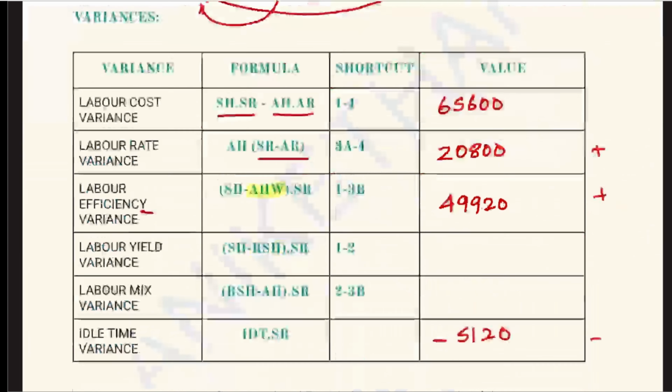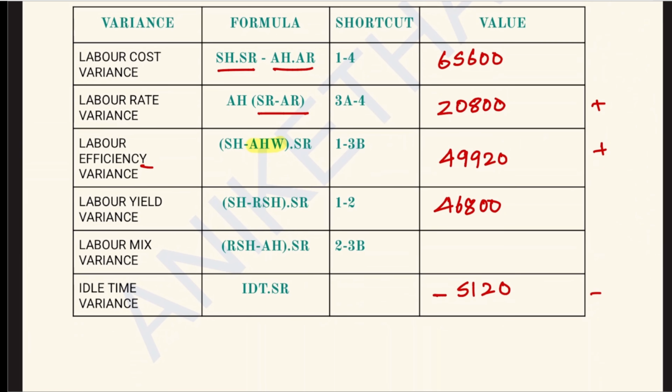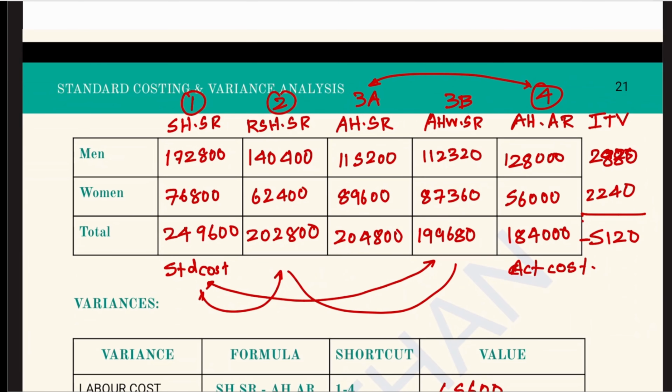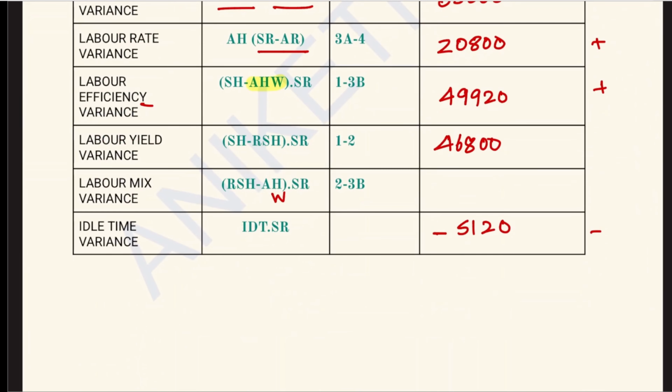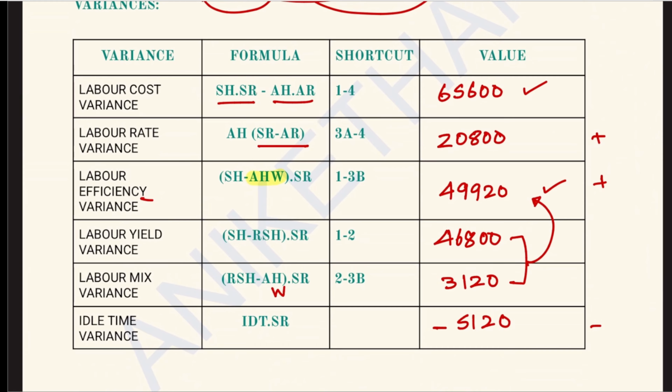So 1 minus 2, 249,600 minus 202,800, 46,800. In the labor mix variance, I have to take 2 minus 3B. So this is AHW. 2 minus 3B, 202,800 minus 199,680, 3120. Now I have to reconcile it again here. These two sub-variances total should give me efficiency variance. So 46,800 plus 3120 is 49,920. So that means this is reconciled. Total is reconciled. That means all my variances are correct.